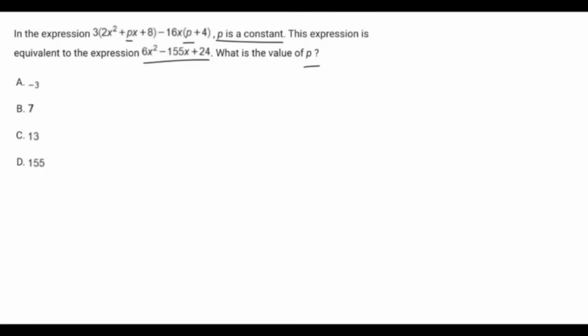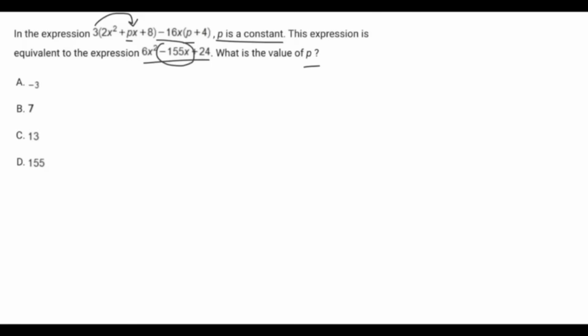But the thing to notice here is that p is only in the x terms. So what I mean by that is you can see 3 times px, right? That's going to give you 3px. And then over here, you have negative 16x times p. That's negative 16px, right? So that is all under the same x term. If we look over here, that means it's only going to affect this term right here, negative 155x, because p can be anything and it won't affect the 6x squared or the plus 24 constant.